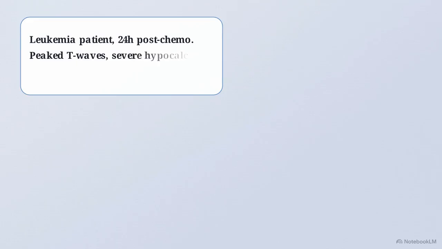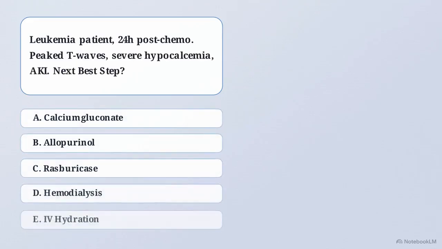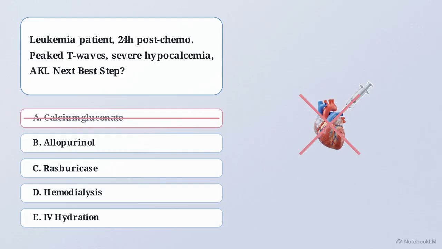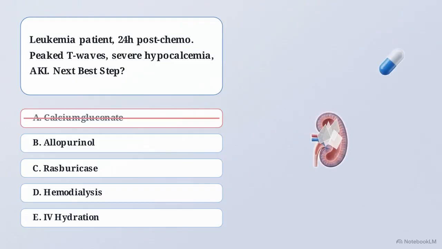Consider this integrated assessment. A leukemia patient develops peaked T-waves, severe hypocalcemia, and acute renal failure 24 hours after starting chemotherapy. What is the immediate pharmacological intervention to reverse the acute kidney injury? Option A, calcium gluconate, is incorrect. While it stabilizes the myocardium against hyperkalemia, it does not isolate or reverse the primary obstructive mechanism causing the acute kidney injury. Option B, allopurinol, is ineffective here.